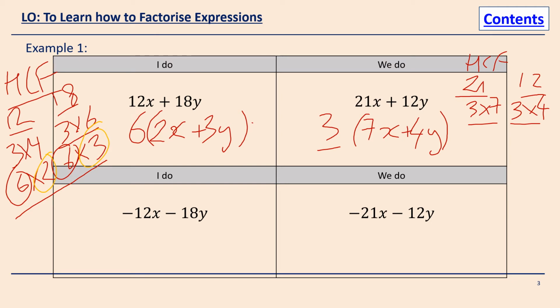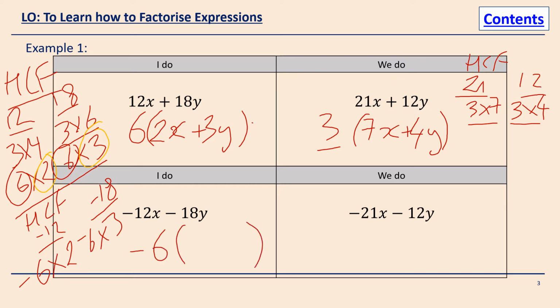How about these then? We're looking for minus 12 and minus 18. It's got to be a minus number, and we know what the highest common factor was before. It's 6. 6 times 2, and we've also got 6 times 3. Because they're both negative, we can have minus 6 on the outside with our x and our y.